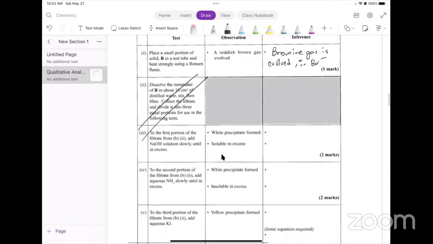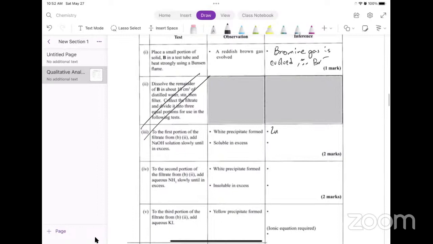So as he said, to the first portion of filtrate we add sodium hydroxide solution until in excess. For the white precipitate formed, and I agree with him, we're in another ZAP situation here, because since we form a white precipitate, it could be zinc, aluminum, lead, or calcium, right? So we're going to put all these as possible options that we have here.